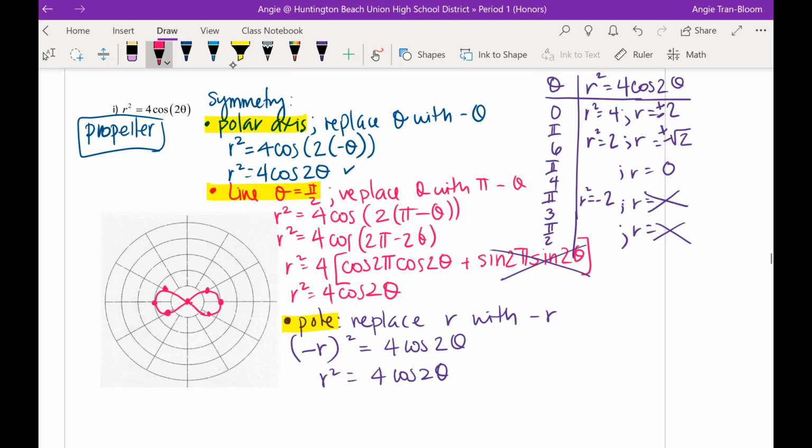It's a bow tie, yep. It's a propeller. Hence the name.